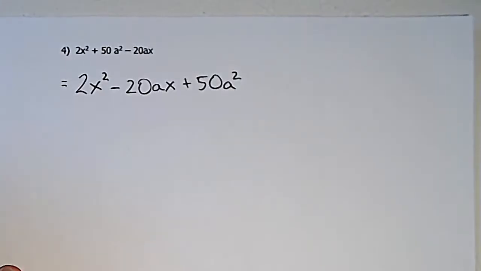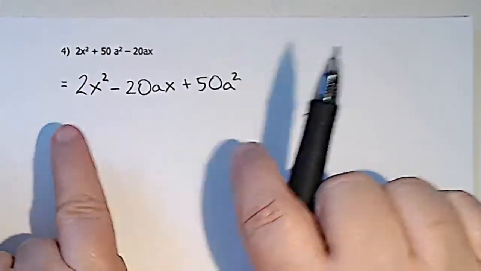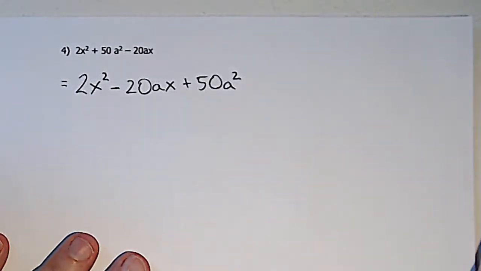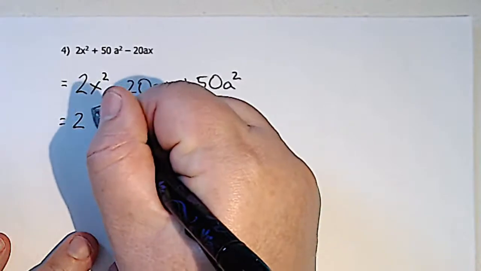Now, if I were a computer, it wouldn't matter what order everything's in, but as a human, I find it easier to deal with the squares on the outsides of my trinomial. It's just going to make it easier for me. You do not have to do this, but I find it easier. Second thing I noticed is I've got some common factors, or at least one common factor. I've got a 2.